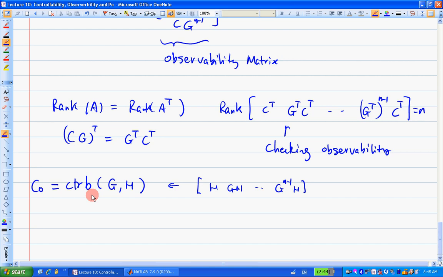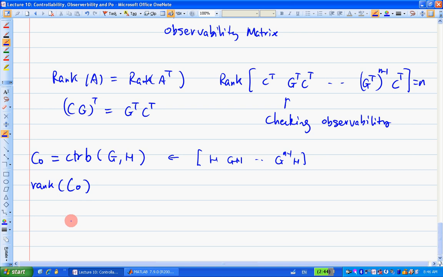Of course, if you don't want to use ctrb, you can always stack up a matrix by yourself like this. Then you can take the rank of this thing here, and see what the rank of this CO is.